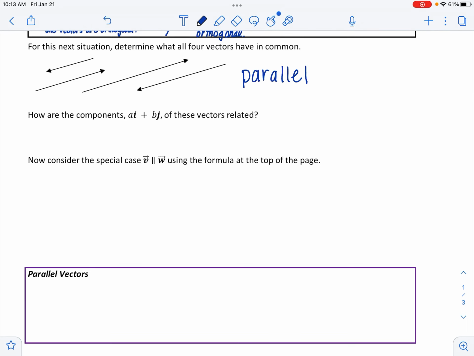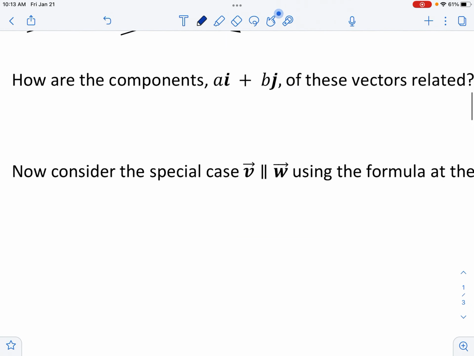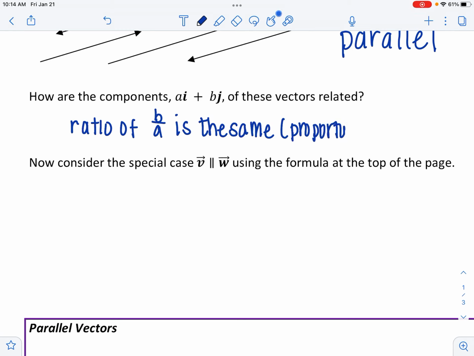If you know the vectors, you know what all of them are. What you can do is take the ratio of b over a, and that will give you the slope. If the slope is the same or proportional, then the vectors are parallel.